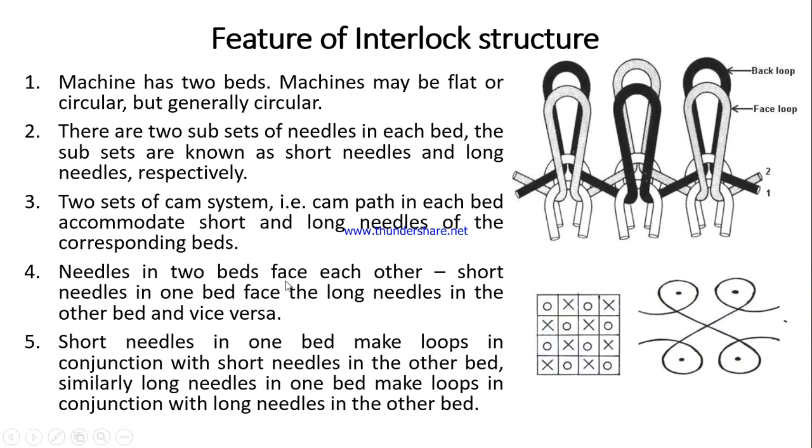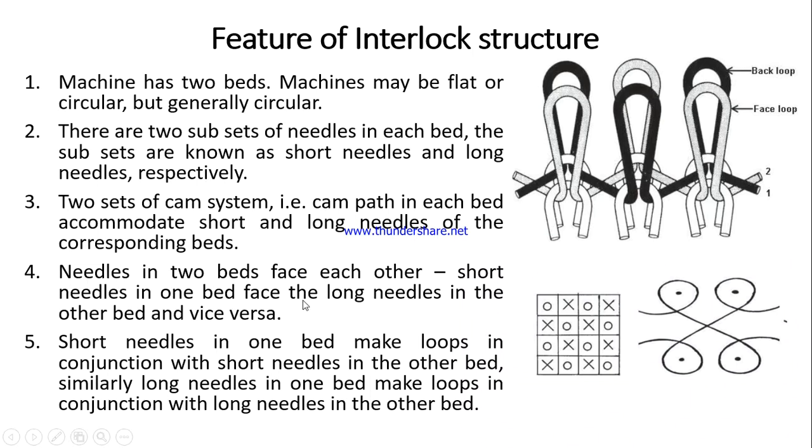Needles in two beds face each other. This is an important point. The needles in two beds face each other. This is the important feature. By this feature, you can identify the interlock gating also. In the case of rib gating, the needles are not facing each other. There is a staggered position of the needles, so one needle can clear through the space between the other two needles which are situated in the other bed.